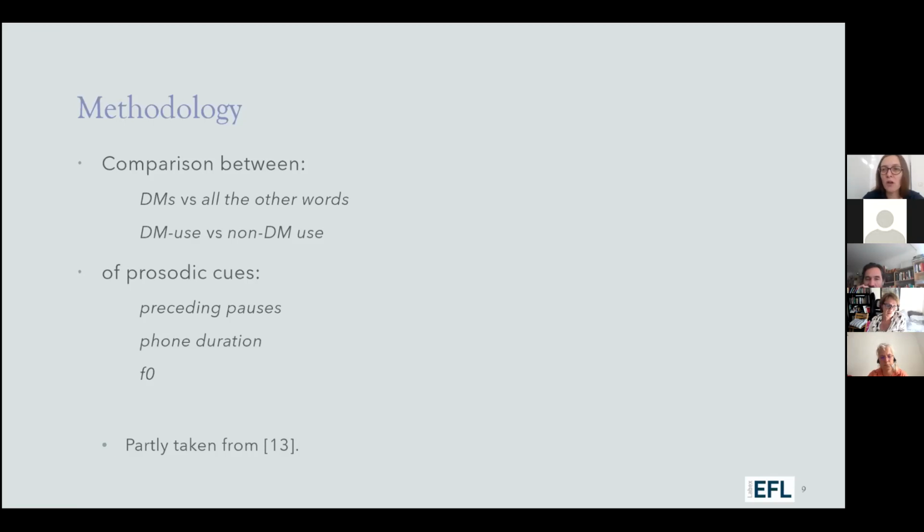So for example, j'avais alors 16 ans, where alors is an adverb, and comment ça va alors, where it's a discourse marker. And we wanted to look in particular at prosodic cues. And for this, we focused for now on preceding pauses, phone duration, and fundamental frequency. And parts of the results you're going to see here were taken from a paper that has recently been accepted.